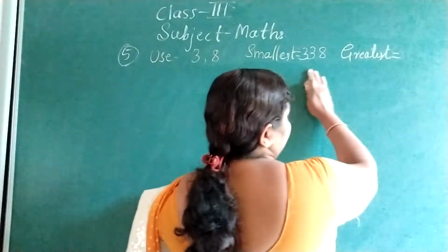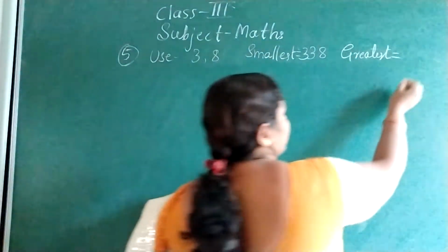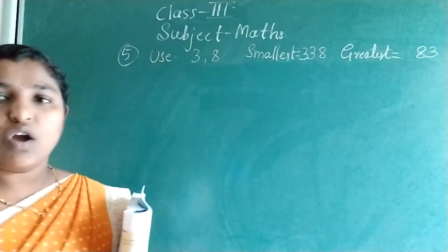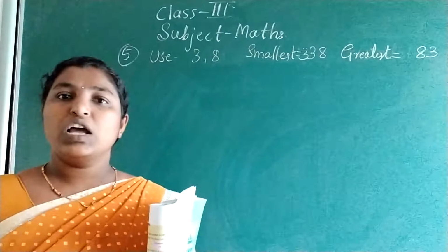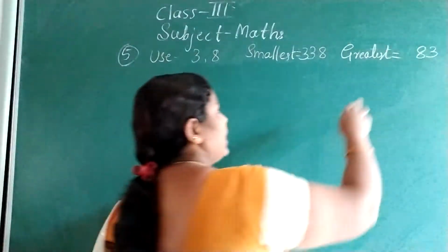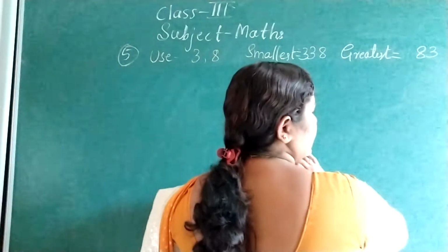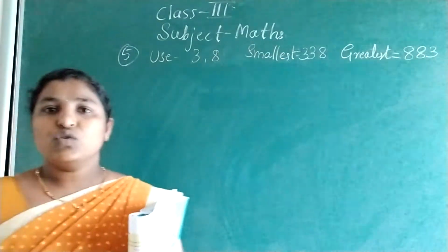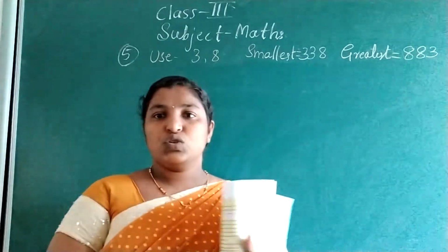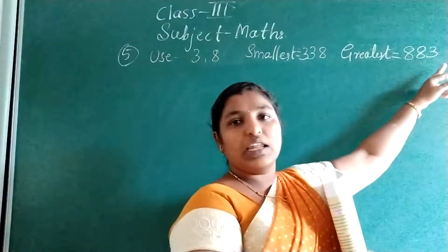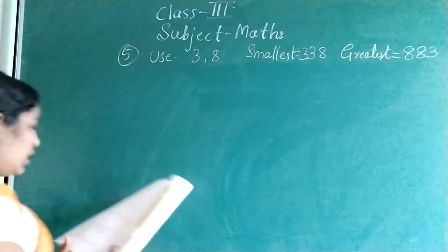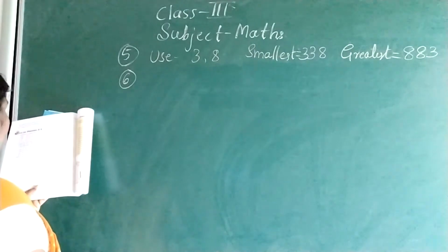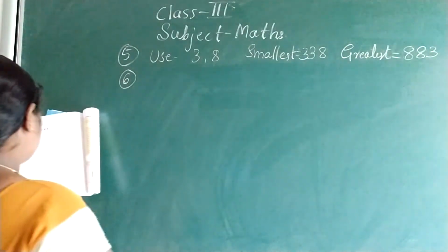To form the greatest number, we should write in descending order, so biggest to the smallest. So 8 and 3 I used, it has become 83. I want a 3-digit greatest number, so I used 8 2 times. So the answer is 883.